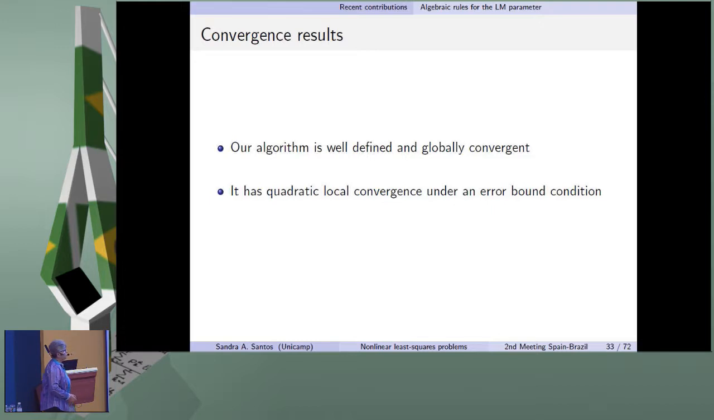Okay, it was not difficult to see, due to the way we have developed our parameter, that the algorithm is well defined. The line search is going to be performed in finite time, and it's globally convergent in the sense that we can start from any initial point and obtain a stationary point. And also, concerning the problem with zero residual and under an error-bound condition, we obtain quadratic local convergence.